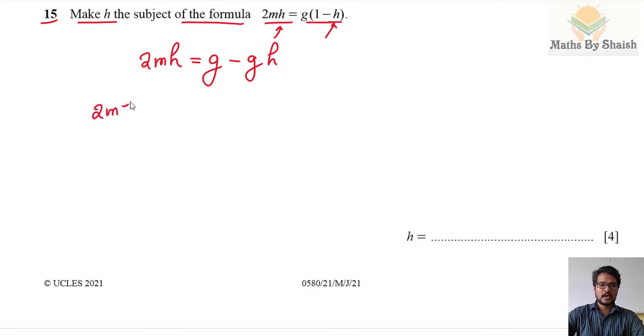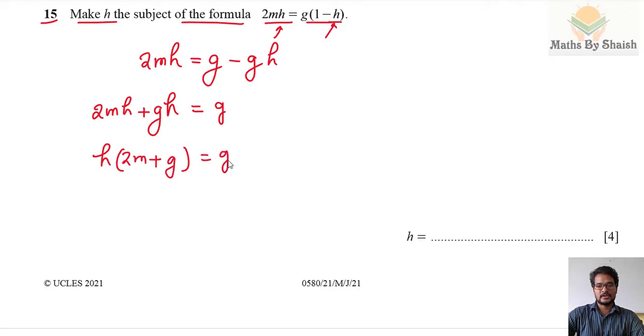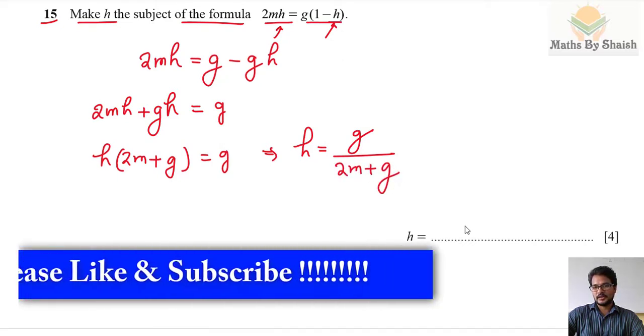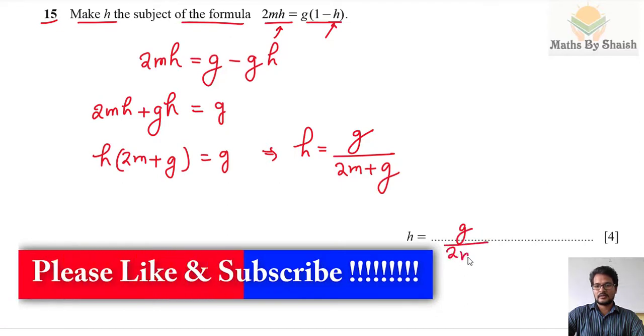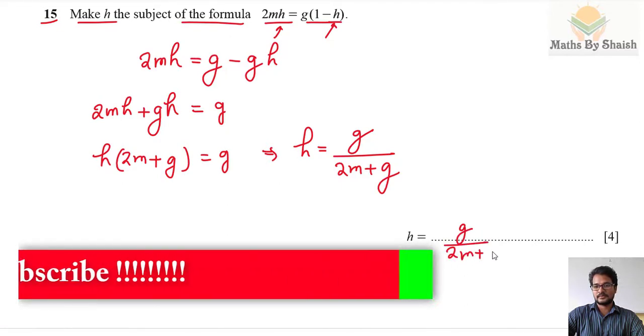Now we need to take H to one side because we are making it the subject. So it becomes 2mH plus GH equals G, because this is minus on that side, it becomes plus. Now we will take H common, so it becomes H times 2m plus G equals G, and hence, by sending it into the denominator, H equals G over 2m plus G, and that's H as the subject.